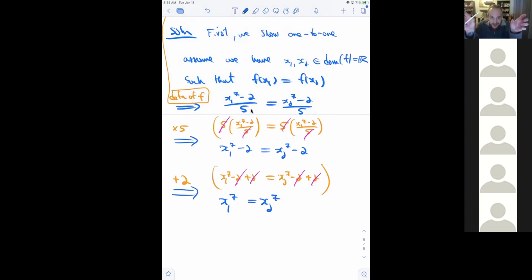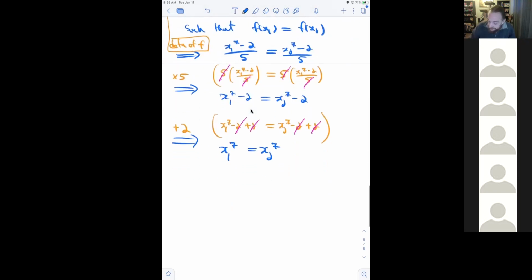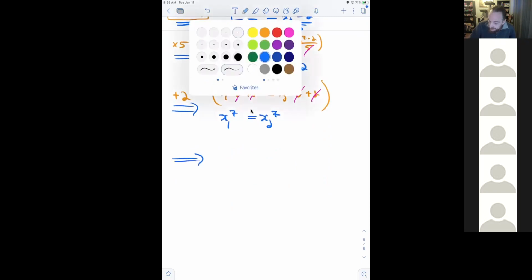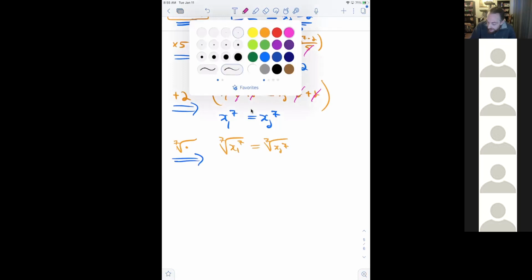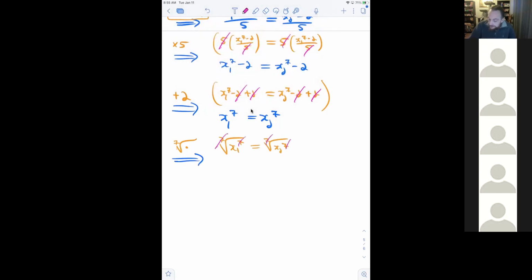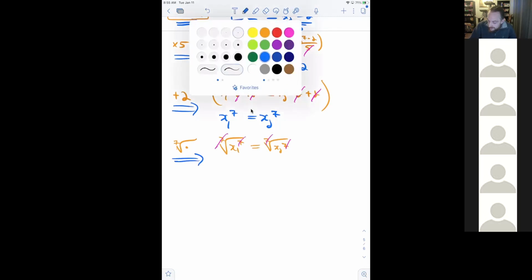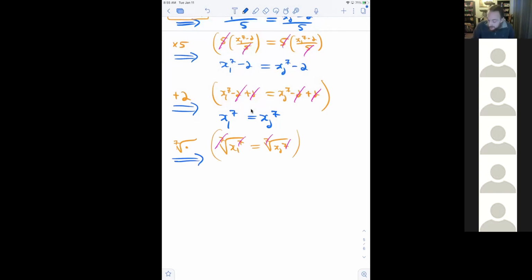Now I powered 7 something. What's the inverse of that, or how do I unwind that? Nth roots, turns out, are the inverses of power functions to the power 7. So I want to take the 7th root of this. What is that going to get for me? If I take 7th roots of both sides, this will give me technically the 7th root of x1 to the 7 equals the 7th root of x2 to the 7. These are now going to cancel. And that leaves me with what I wanted.